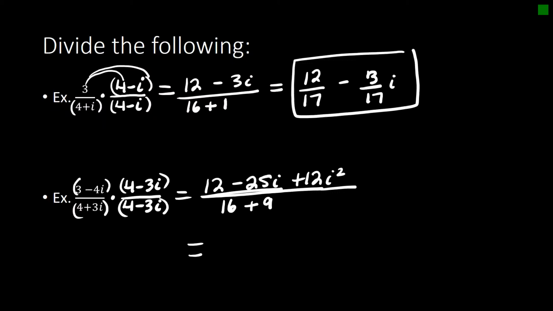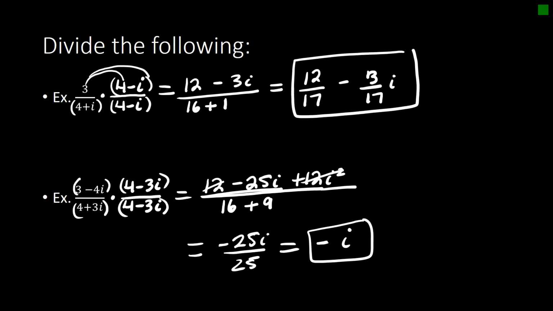So let's see what we have. We're going to have 12i squared makes negative 12, and 12 minus 12 is 0. So those terms will cancel out. We're going to have negative 25i over 25, which is just negative i.